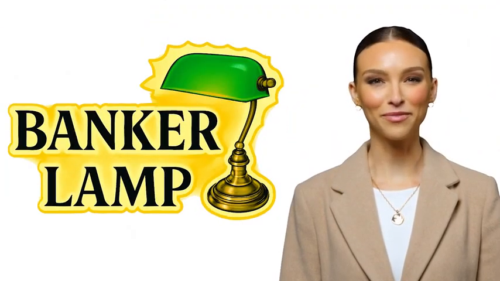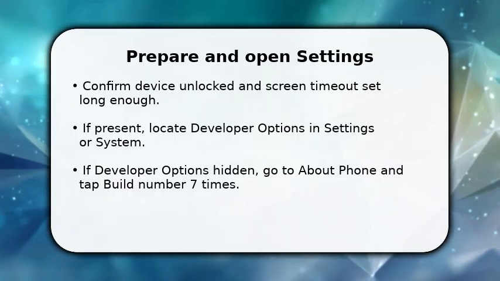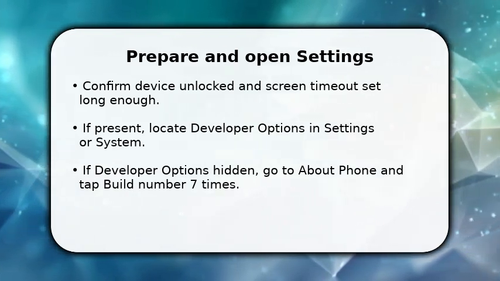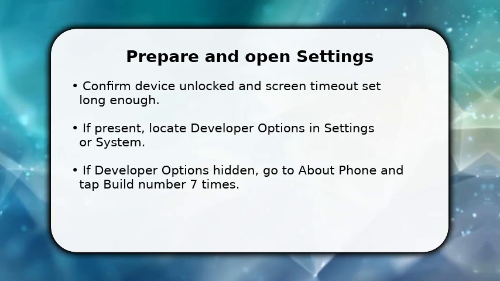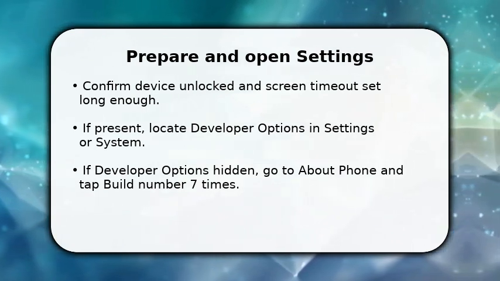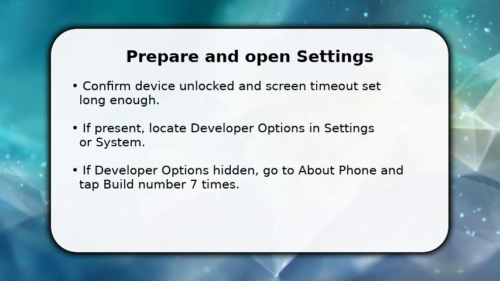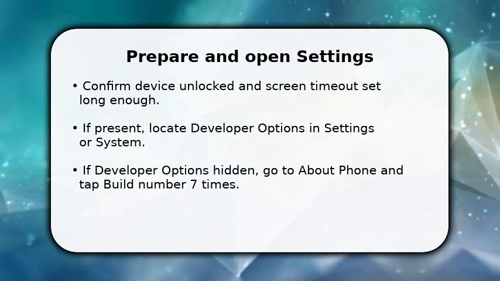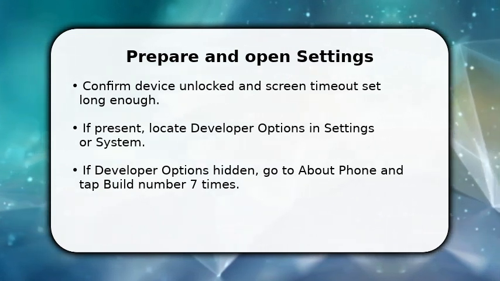Please enjoy the video. You start by unlocking the phone and keeping it awake so nothing times out mid-change. Open Settings and go directly to Developer Options or System Developer Options. If you don't see it, go to About Phone and tap Build number 7 times to enable it. Once done, return to Settings and open Developer Options.